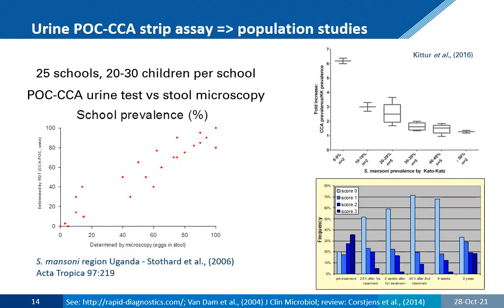And similar to the ELISA, also the POC-CCA urine strip test can be used to measure both the prevalence in a population, as indicated in the graph in the middle and on the right top, and to indicate the intensity of infection, and therefore also to monitor praziquantel treatment. And this is illustrated in the graph on the right bottom, where we see a clear shift to the low intensity test lines and so a lower score following praziquantel treatment.